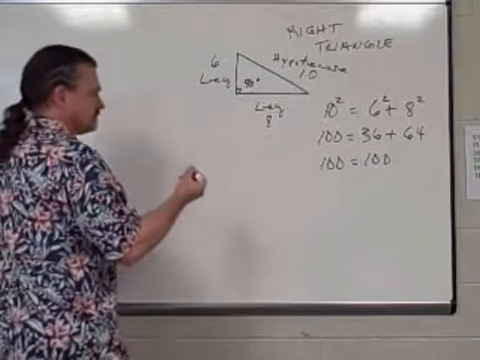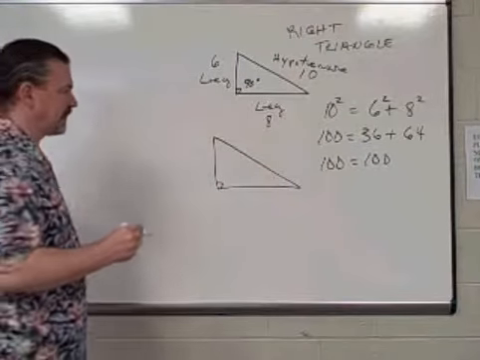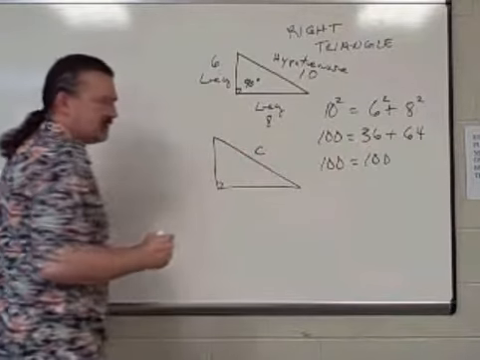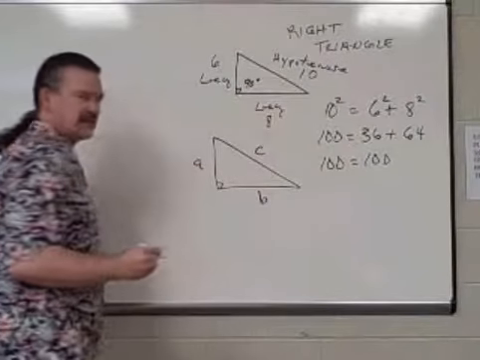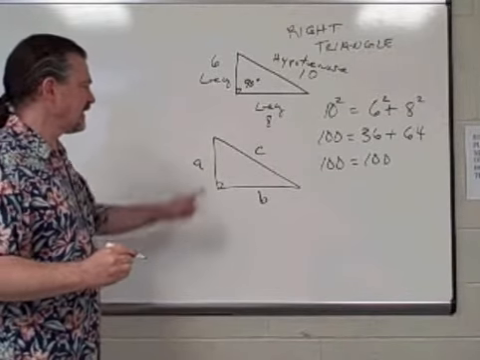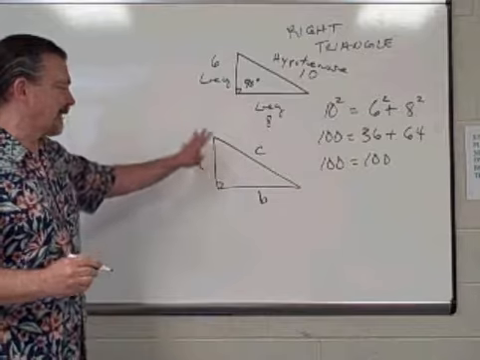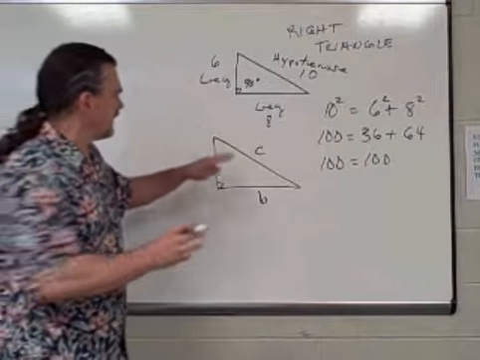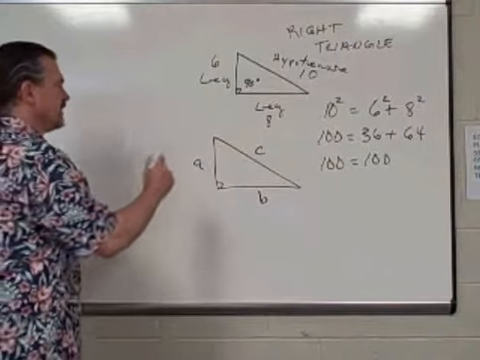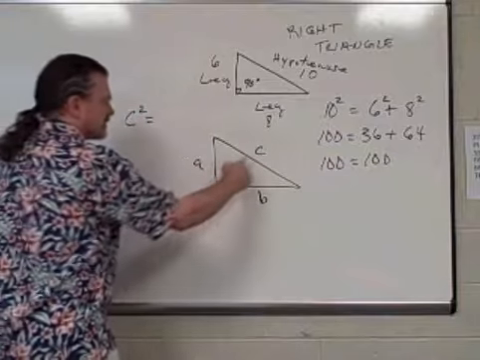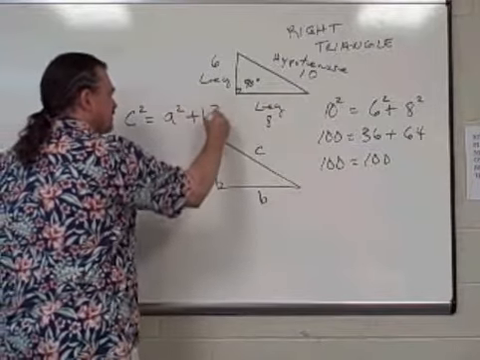In fact, if we take just a general right triangle, the side opposite the right angle is always labeled with the letter C, and the legs are labeled with the letters A and B. And the algebraic relationship that we always have with a right triangle, no matter what type of shape it might have, how long or how short the legs or the hypotenuse are, it's always true that C squared, the side opposite the right angle, the hypotenuse, is equal to A squared plus B squared.